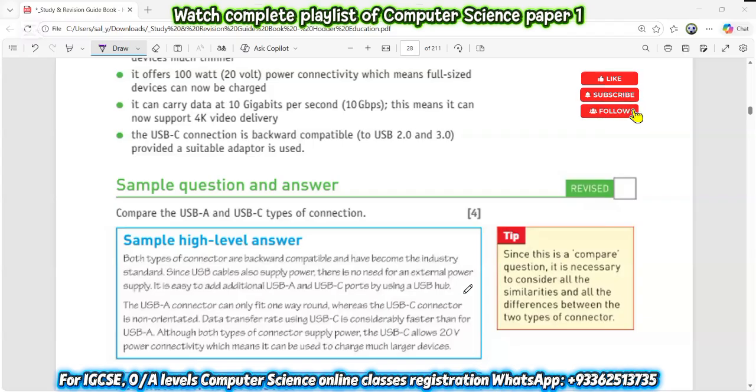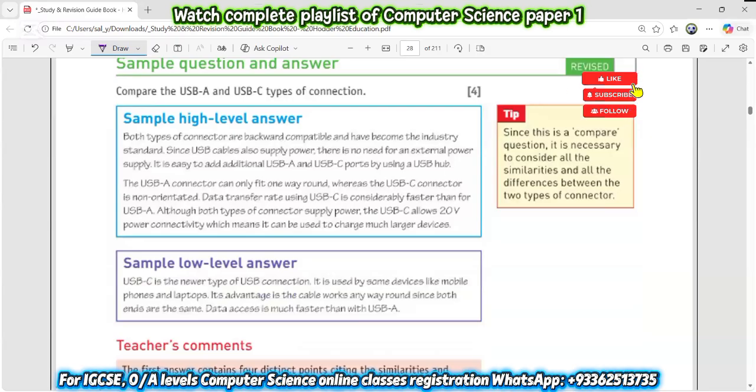Just concentrate on the answer, the way it is being answered. Later, the USB-A connector can only fit one way. In the second paragraph, the child is talking about the differences. Whereas a USB-C connector is not orientated, and data transfer rates using USB-C are considerably faster than for USB-A. Although both types are used for power supply, USB-C allows 20 volts of power as compared to the earlier version. So this is going to be a very comprehensive answer to land you a good 4 marks. You can see this is a comparison.